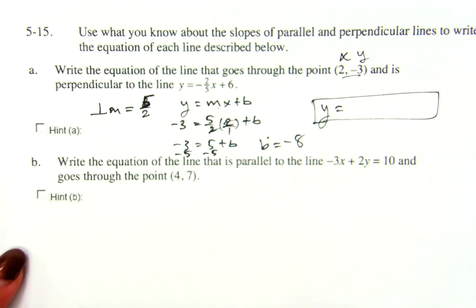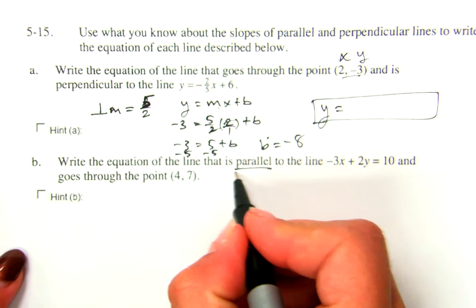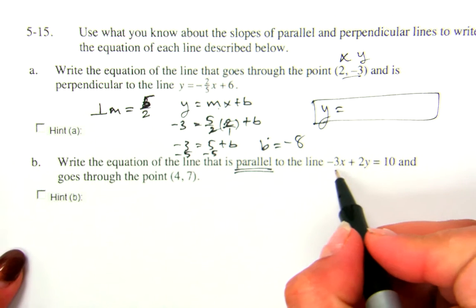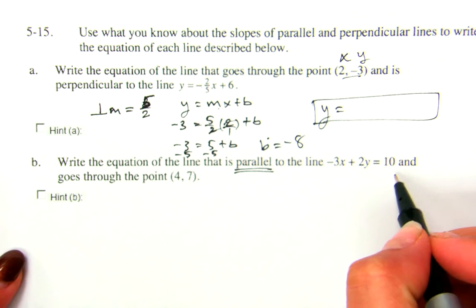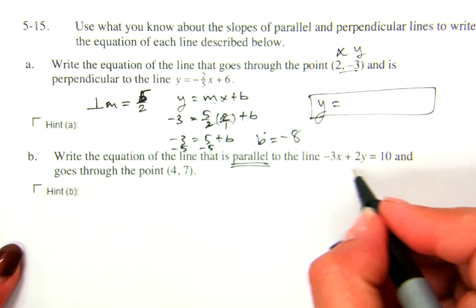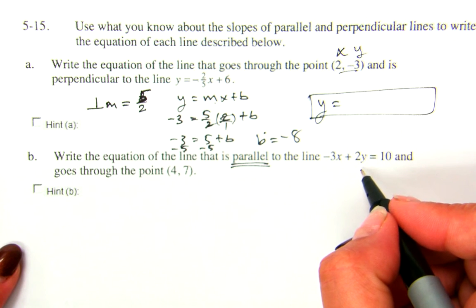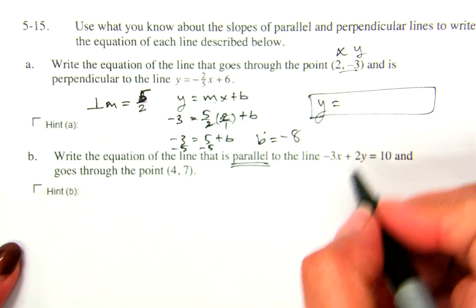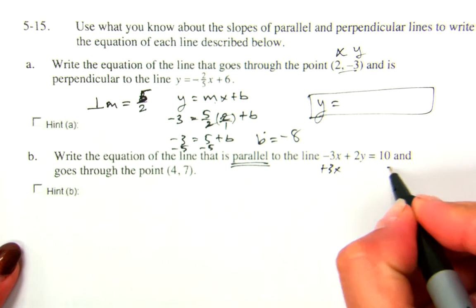Okay, in part B, write the equation of the line that is parallel to the line -3x + 2y = 10 and goes through the point (4, 7). So this one is going to be, well, I don't know what the slope is yet because it's not in y equals form, so I have to turn this around first. So I'm going to add 3x to both sides.